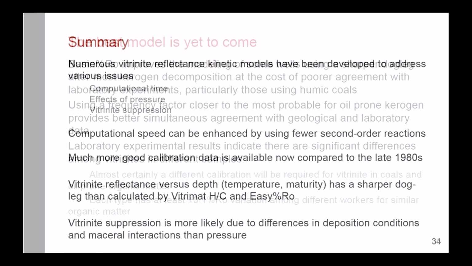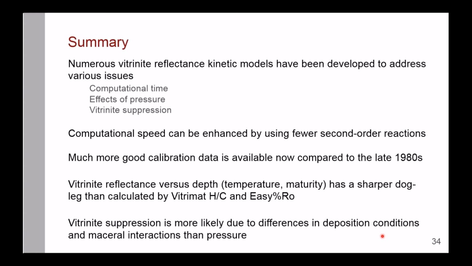So, in summary, what I've covered here is a bit of history that talks about the way that models have been explored to address computational time, effects of pressure, and vitrinite suppression. It's easy to enhance the computational speed using second-order reactions, fewer of them. There's a lot more calibration data now than there was in the late 1980s when we developed PSA, so it certainly is reasonable to expect that we ought to be able to do a better job.